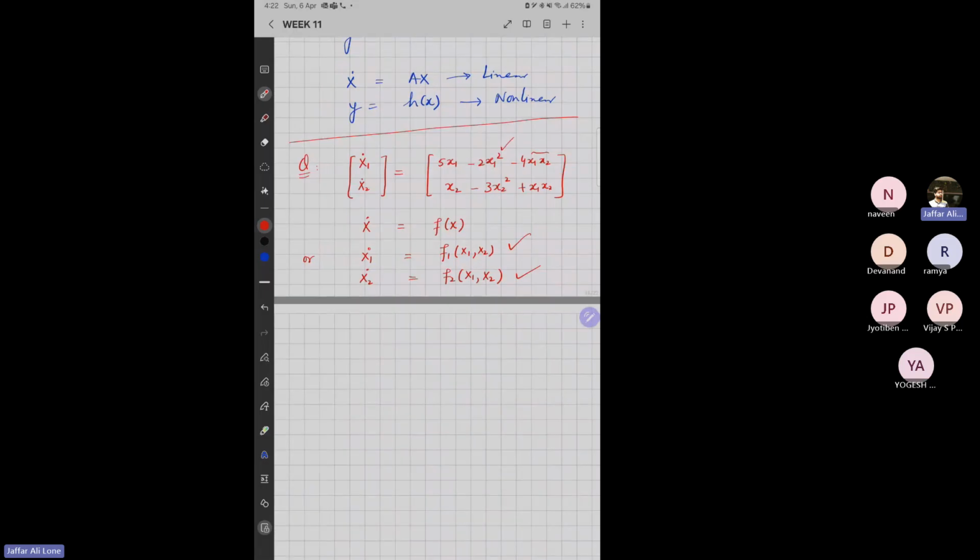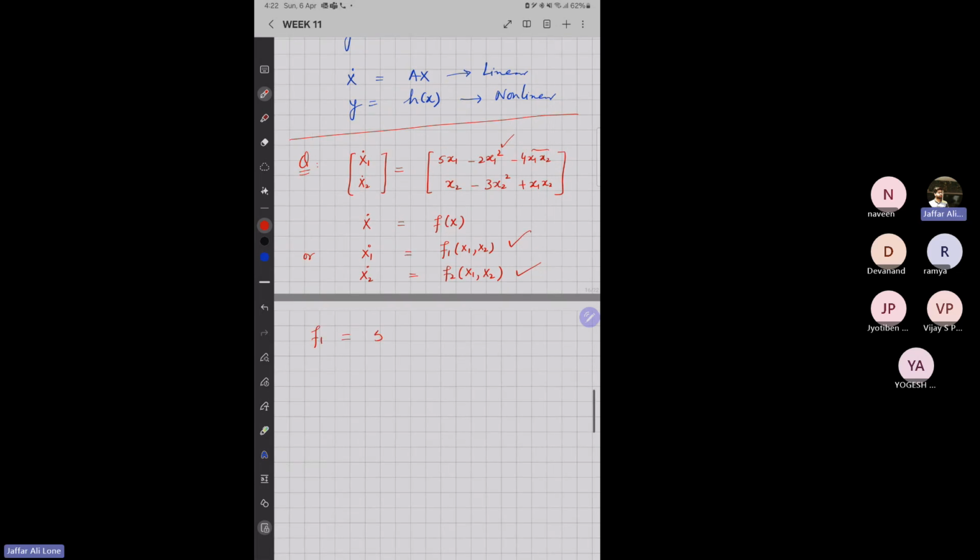So what did I do? First of all, I just wrote x1 dot is equal to f1 of x, and x2 dot as f2 of x. So what is my f1? I'm not writing x1, x2 here. My f1 is 5x1 minus 2x1 square minus 4x1 x2. Similarly, what is my f2? My f2 is x2 minus 3x2 square plus x1 x2, right?